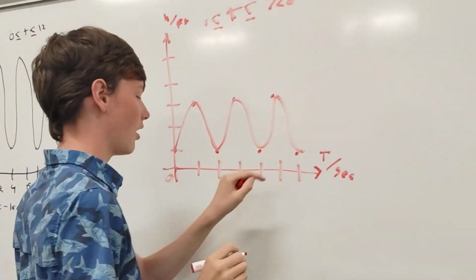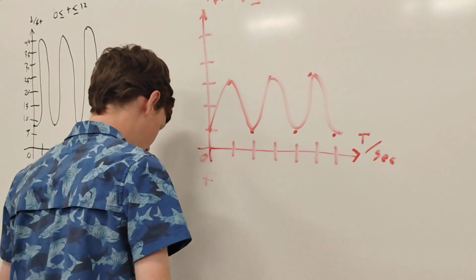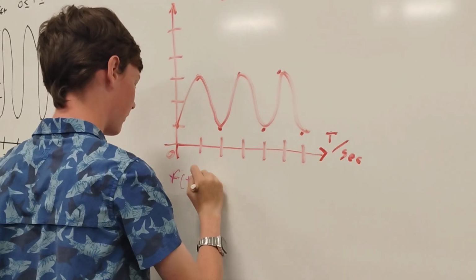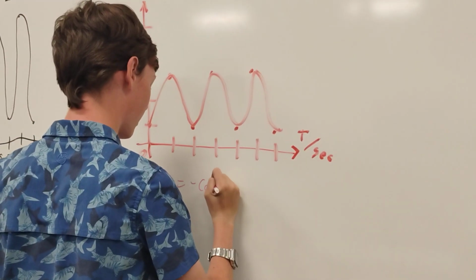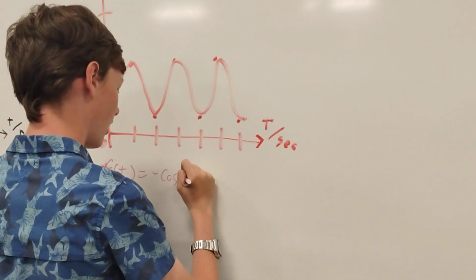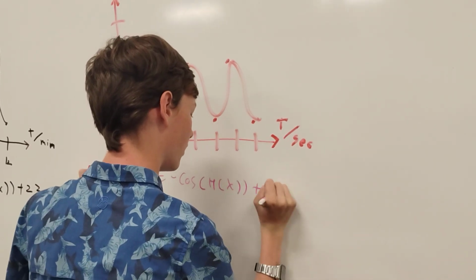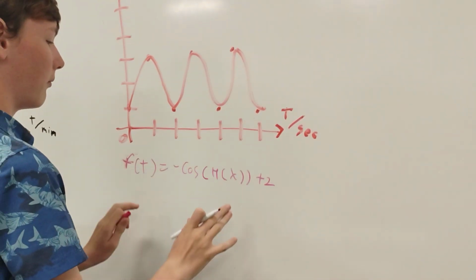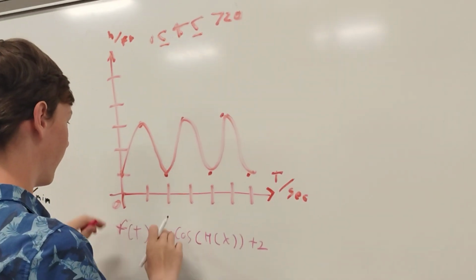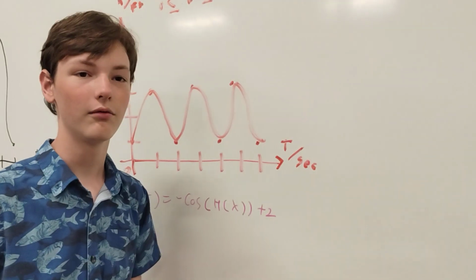So using this, we can find our equation, which is f of t equals negative cosine. We have a negative cosine function like we did over here. It's reflected. Pi of x plus 2 to show that we have a midline of 2 and a height of 1, a period of 2 seconds, and with that, we have our equation.